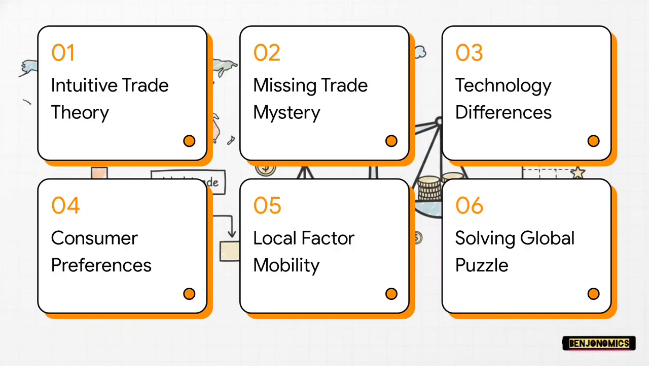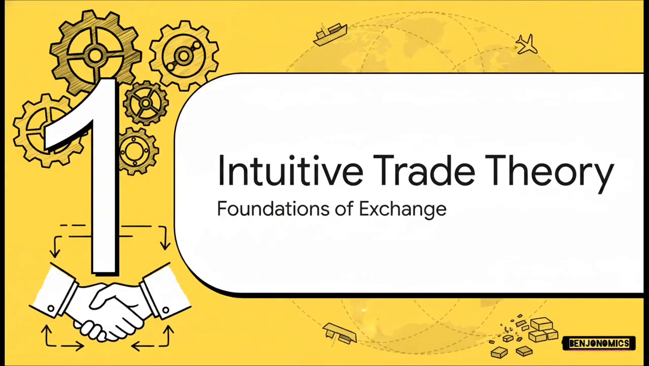We'll start with the intuitive trade theory, uncover the missing trade mystery, and then walk through three crucial fixes: technology differences, consumer preferences, and local factor mobility, before finally solving the global puzzle. All right, part one, the intuitive trade theory and the foundations of global exchange.